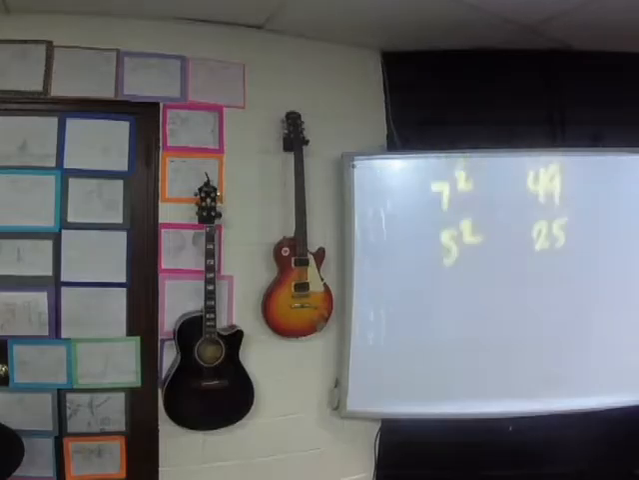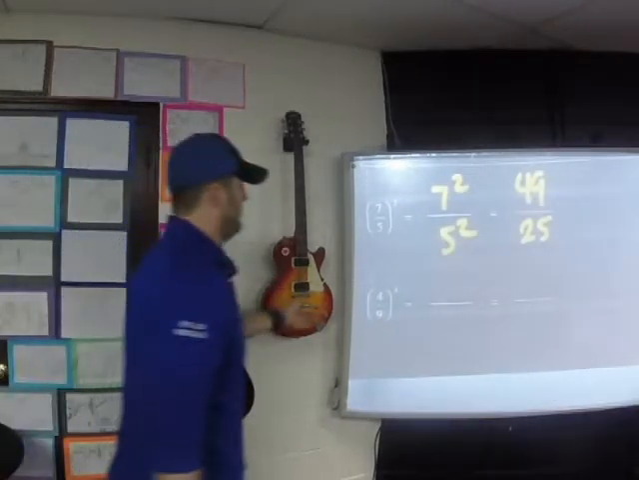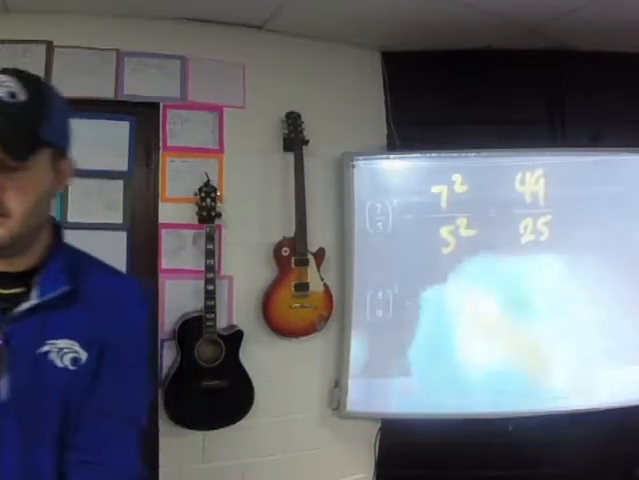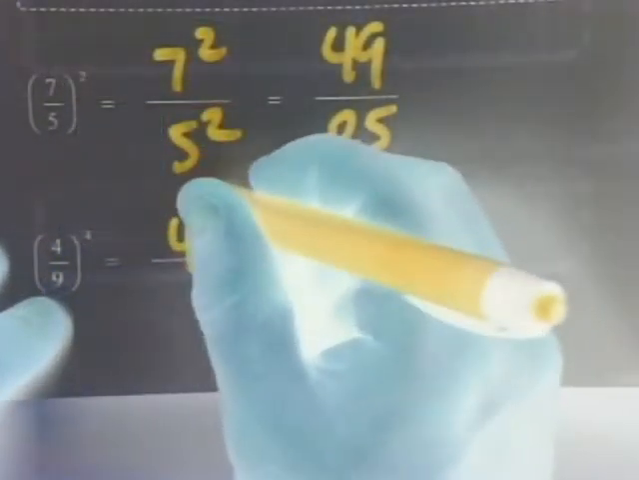So the one right here, 4 ninths to the 4th, is the same as the top being 4 to the 4, and 9 to the 4. Can we do 4 to the 4? 4 times 4 is 16, and 16 times 4 is pretty big. It's 256.